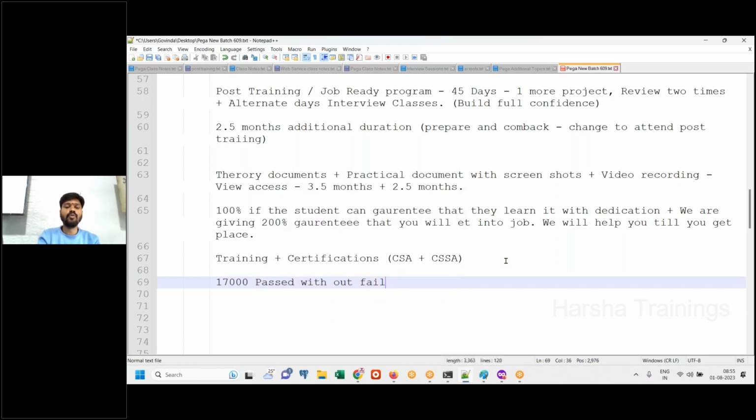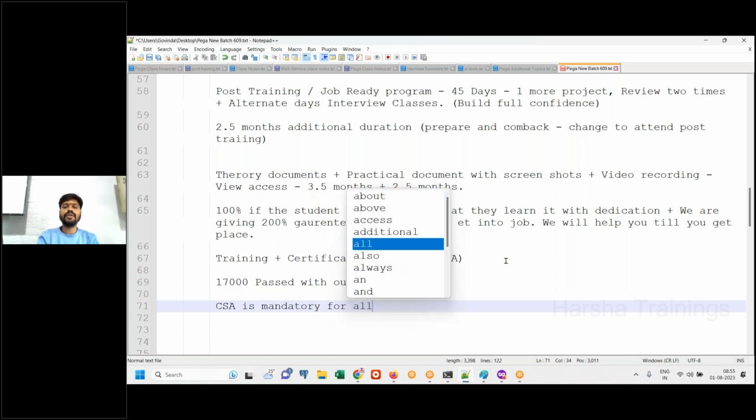Without fail. Whom will you pay? Not to us, okay, to the examination center. Okay, you are learning. Out of these two, which certification is to be completed by you? Which is mandatory? Don't ask me again and again. For all of you, CSA is mandatory. Yes or no? Clear?